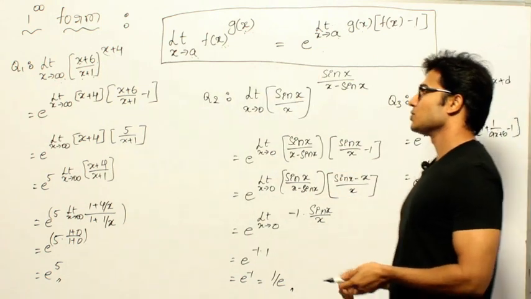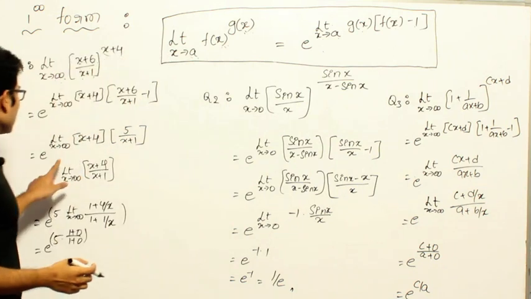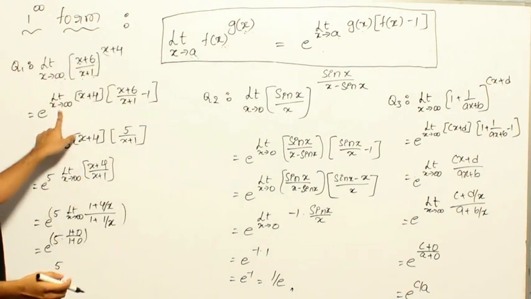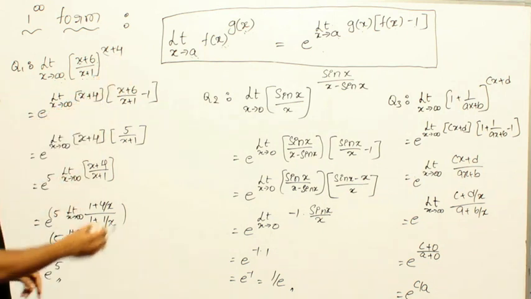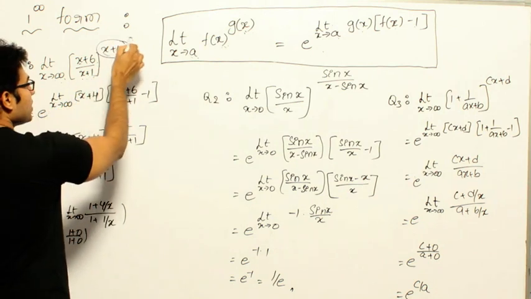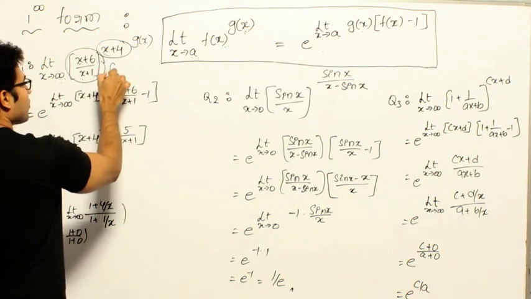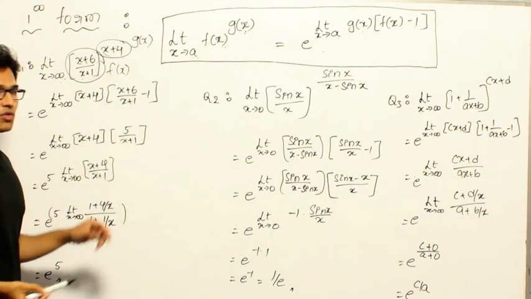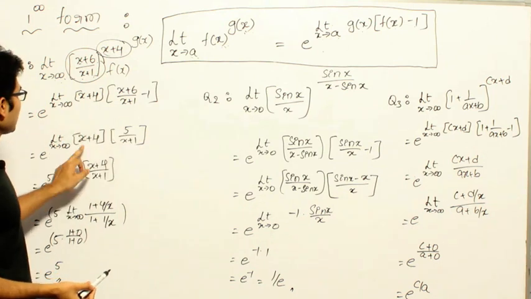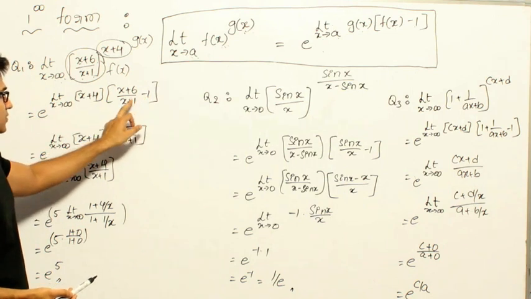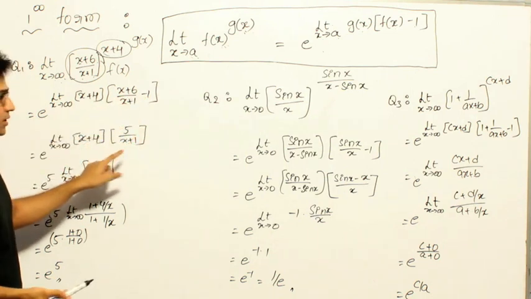So the limit is going to be e power limit x tends to infinity of g of x into f of x minus 1. What is g of x in this case? X plus 4, right? This is going to be g of x and this is going to be f of x. So g of x into f of x minus 1, if you simplify it, you get 5 by x plus 1.